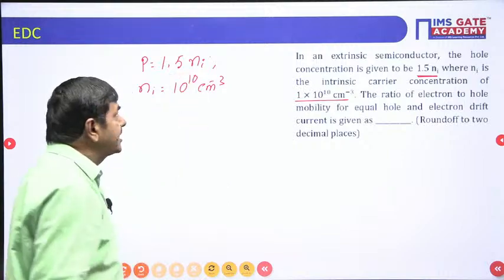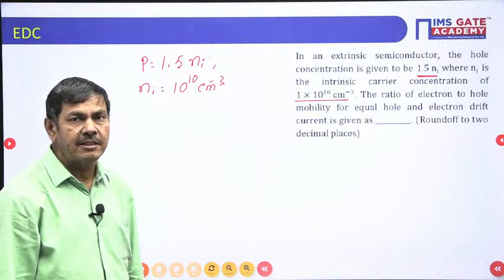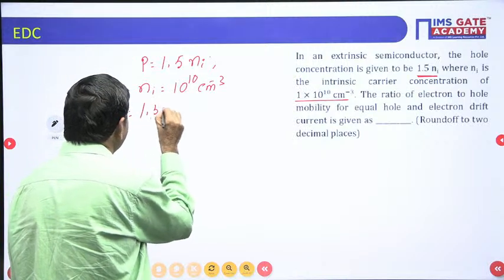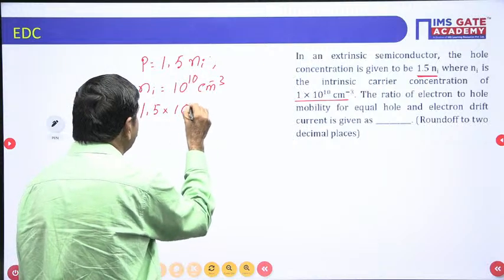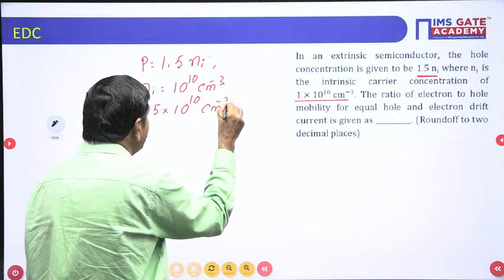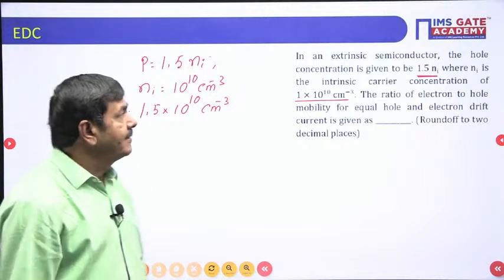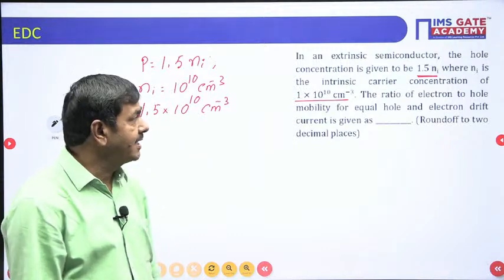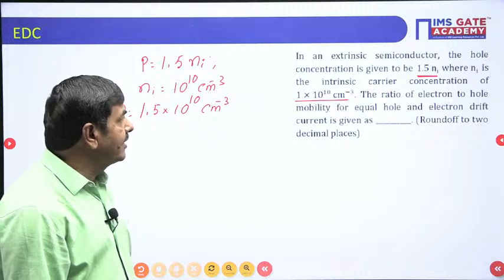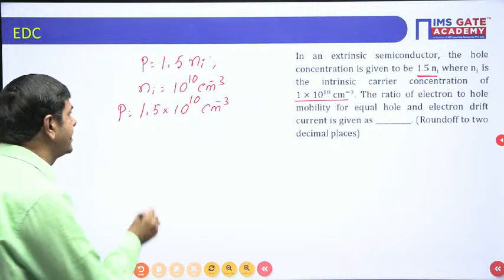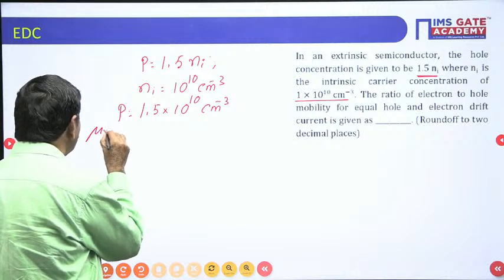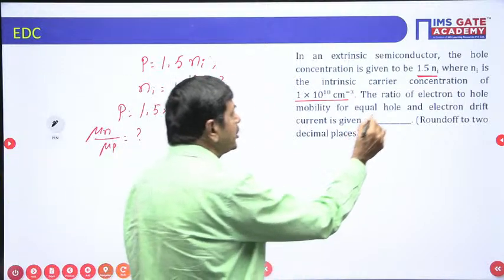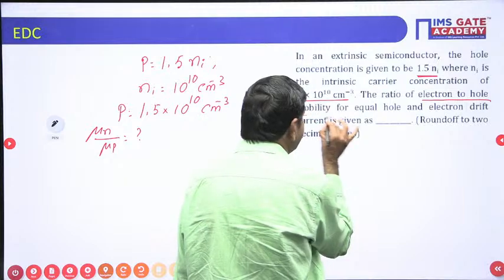This Ni value I can substitute in the above equation to get the concentration of holes. I can write the concentration of holes equal to 1.5 times Ni, where Ni is 10 power 10. This is the concentration of holes. But the problem is asking to find the ratio of electron to hole mobilities, that is, mu n by mu p equal to how much?